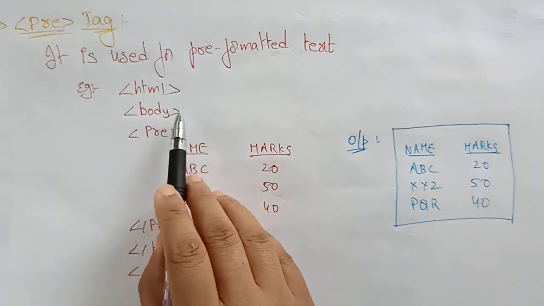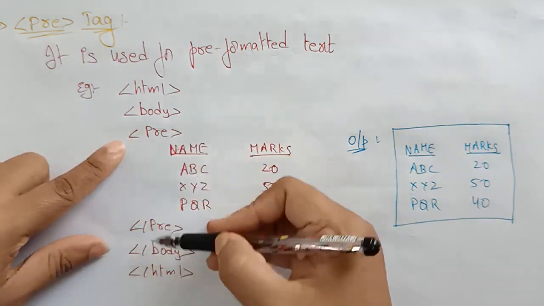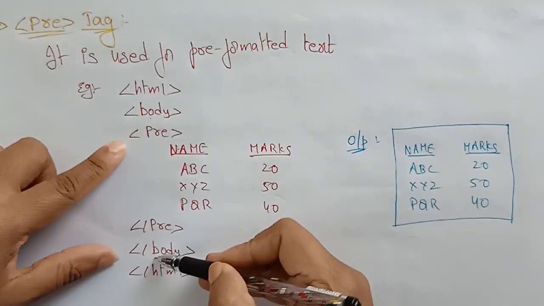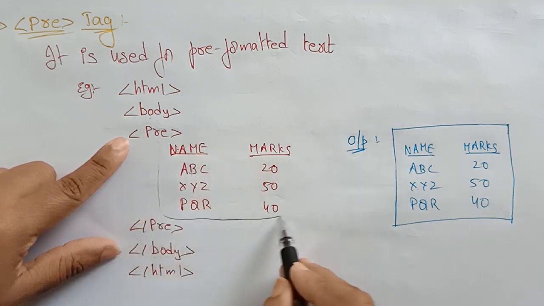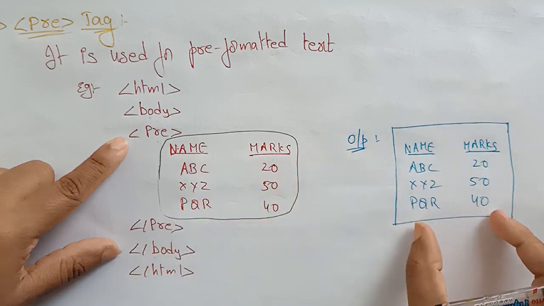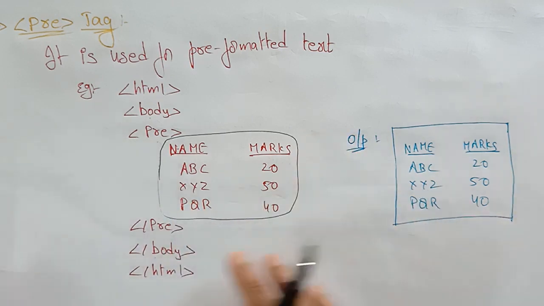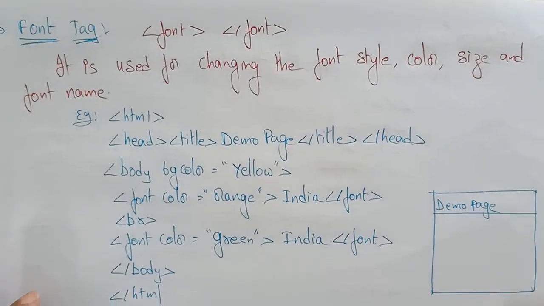So the HTML body is there. The pre tag should be written inside the open and close of the body. Here the name ABC I have written in this format. So exactly whatever format is there in the pre tag, that will appear in the output. That's the use of the pre tag. It is used for pre-formatted text. I already pre-formatted it, so that text has to be printed exactly on the web page. So that's the use of pre-formatted text. So next is the font tag.